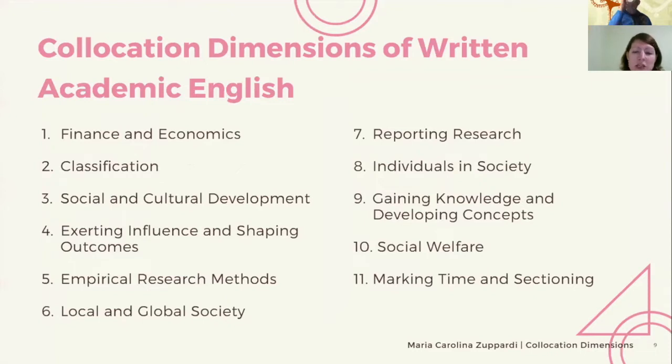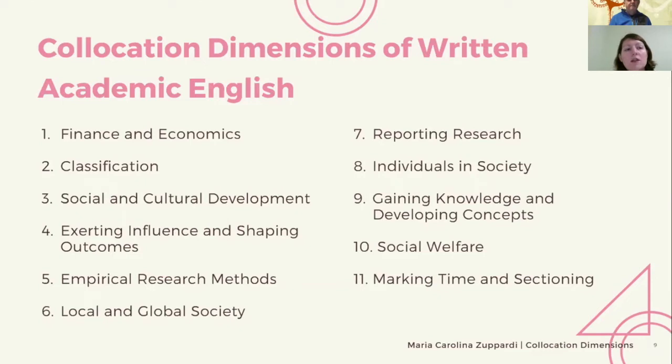And they're all here. So first one, finance and economics. Number 2, classification. 3, social and cultural development. 4, exerting influence and shaping outcomes. 5, empirical research methods. 6, local and global society. 7, reporting research. 8, individuals in society. 9, gaining knowledge and developing concepts. 10, social welfare. And 11, marking time and sectioning.